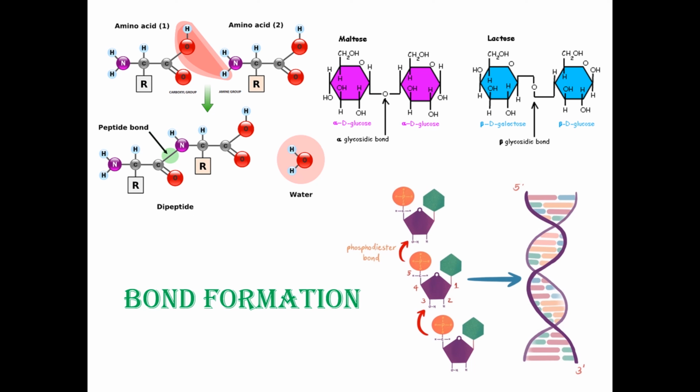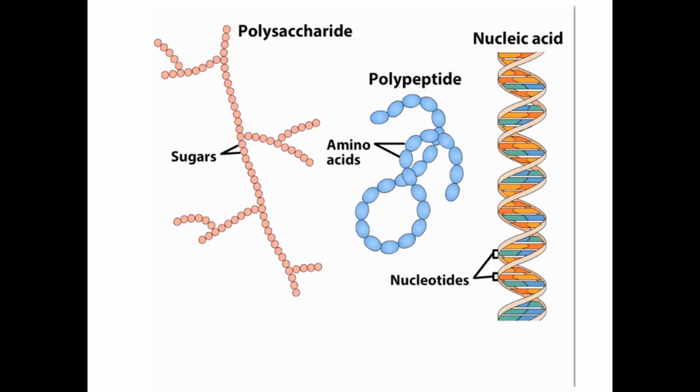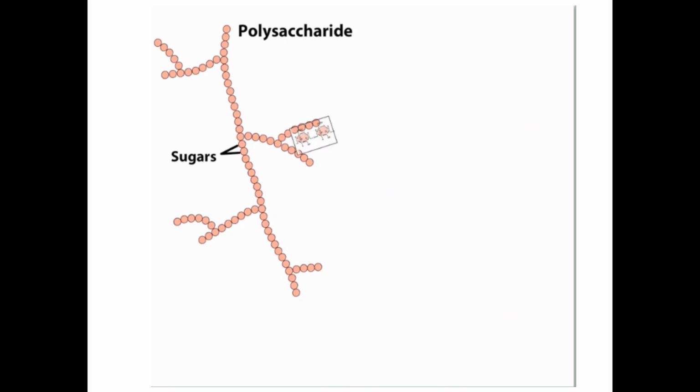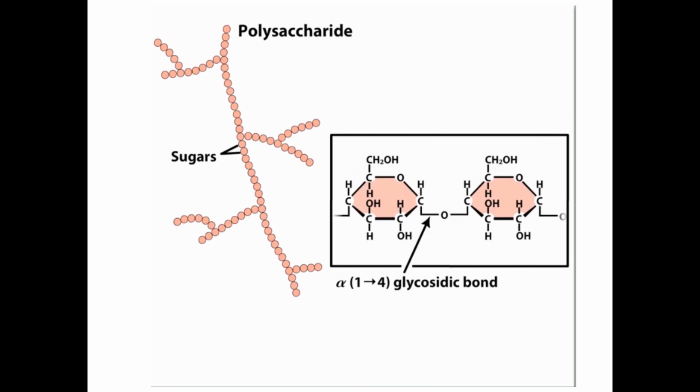In this session, we will be discussing bond formation, particularly in biomolecules. The polysaccharides, polypeptides and nucleic acids consist of chains of sugars, amino acids, and nucleotides respectively. Here is the polysaccharide structure, polypeptides and nucleic acids. Polysaccharides consist of sugars, polypeptides consist of amino acid subunits, and nucleic acids consist of nucleotides.